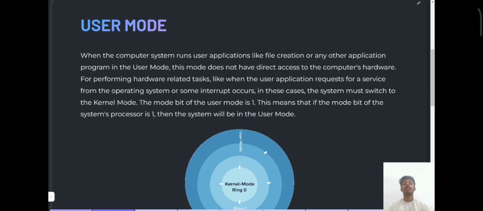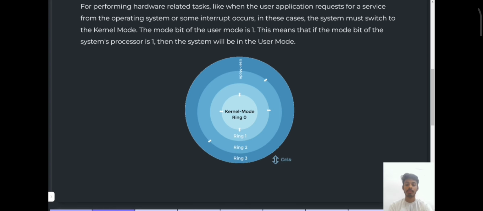User mode. When a computer system runs user applications like file creation or any other application program in the user mode, this mode does not have direct access to the computer's hardware. For performing hardware related tasks, like when the user application requests for a service from the operating system or some interrupt occurs, in these cases, the system must switch to kernel mode. The mode bit of the user mode is 1. This means if the mode bit of the system processor is 1, then the system will be in the user mode.